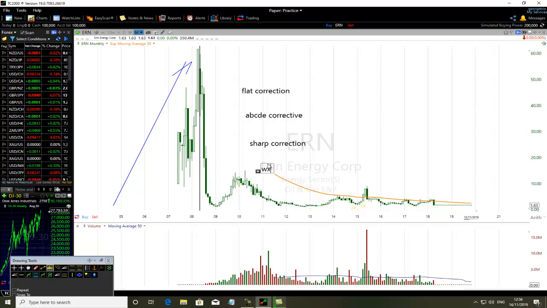Is this a WXY corrective pattern? Please let us know in the comment section. Or is it an X wave? All right. Okay. Is this a zigzag pattern? So you may say that this is a kind of multiple choice question.